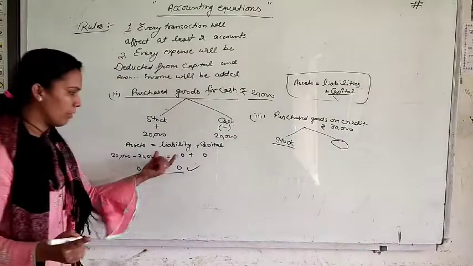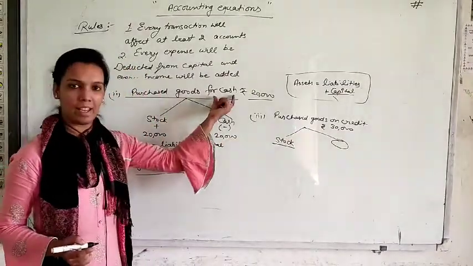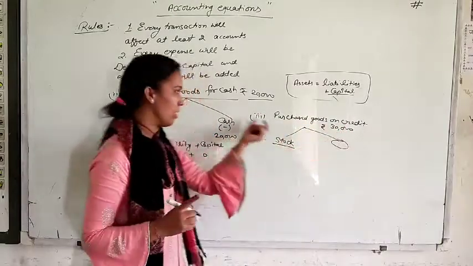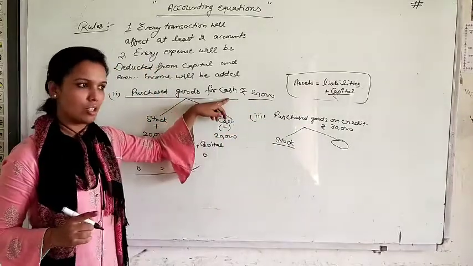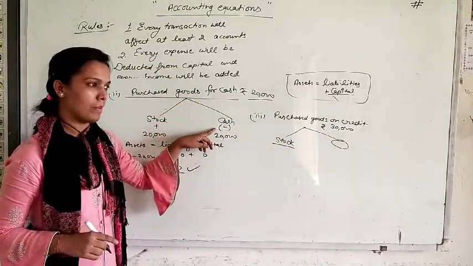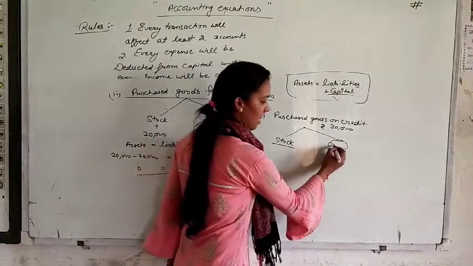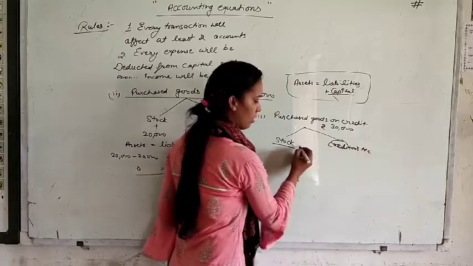What is the difference between this transaction and the previous one? Here you are purchasing goods in cash, but here you are purchasing goods on credit. This is the difference. It was cash and it is credit. So when you are purchasing in cash, your cash account will decrease. But if you are purchasing on credit, the second account affected will be the creditors' account.